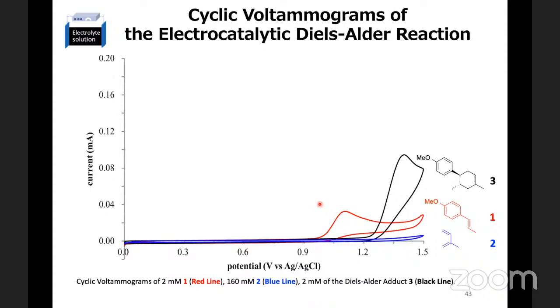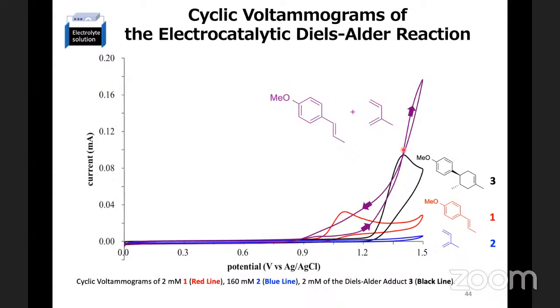The CV of compound 3, which is the product of the Diels-Alder reaction, is indicated by the black line. The oxidation potential of this compound is much higher than that of the substrate, and significant oxidation current is observed at around 1.2 volts.